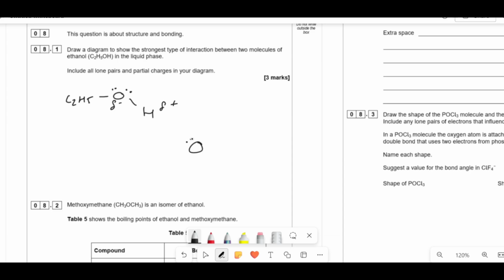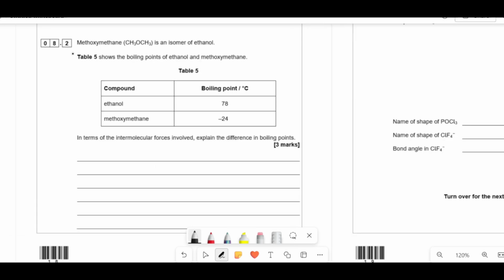So then go lone pair, lone pair, lone pair, lone pair, slight negative. H is slightly positive. And your hydrogen bond is between this delta positive hydrogen and the lone pair of an oxygen. There you go. Now it says methoxymethane is an isomer of ethanol. Table 5 shows the boiling points of these things. In terms of intermolecular forces, explain the differences in boiling points.